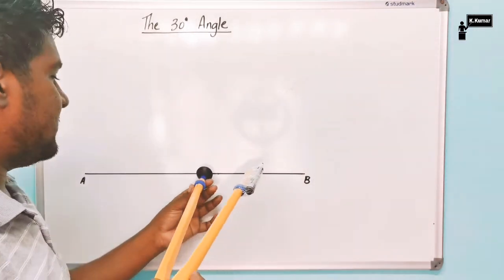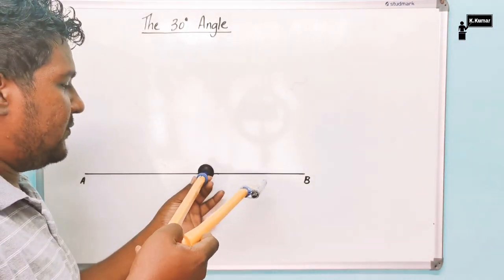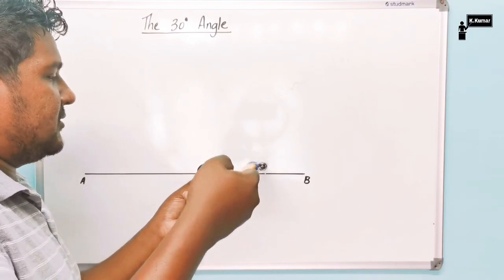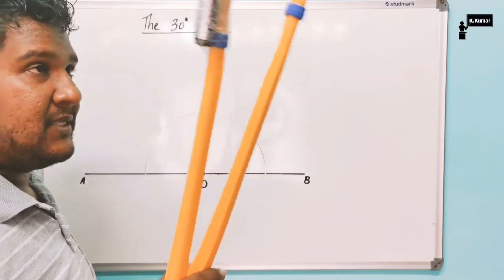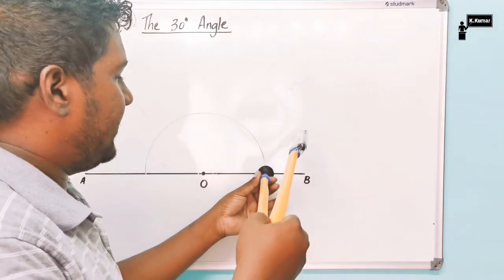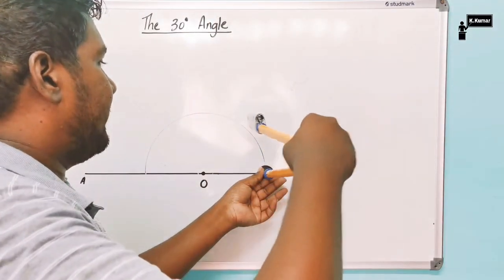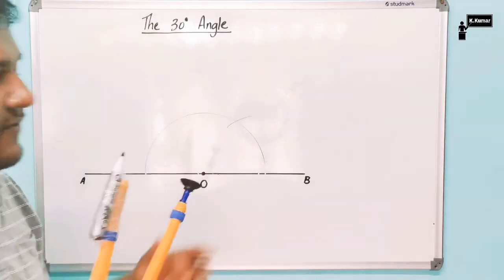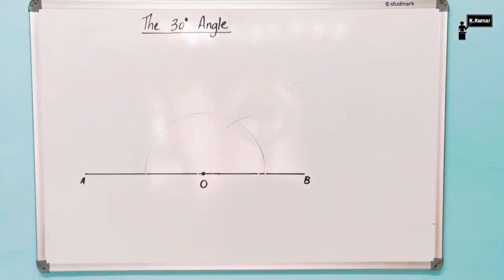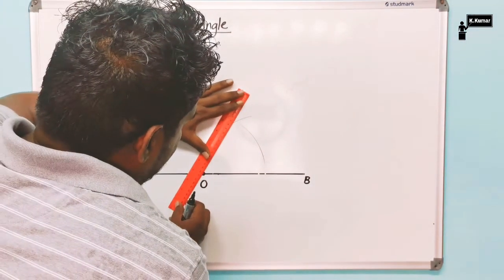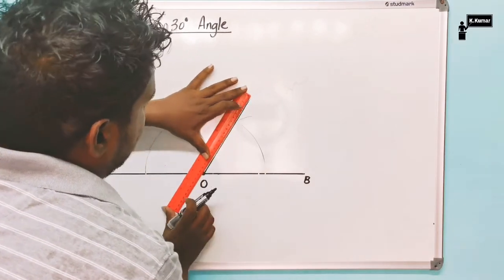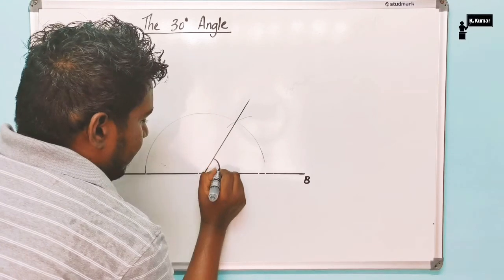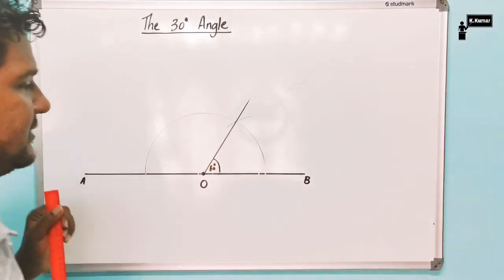So again, the first thing you do is you place the point at O, and then you draw the semicircle. Using the same measurement again, we don't change it. Place the point here and you scribe to cut the semicircle. Now your first scribe, remember, that becomes your 60-degree angle. So let me just draw this down here. So the angle formed here is 60 degrees.